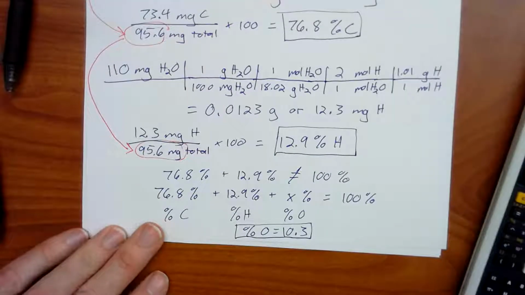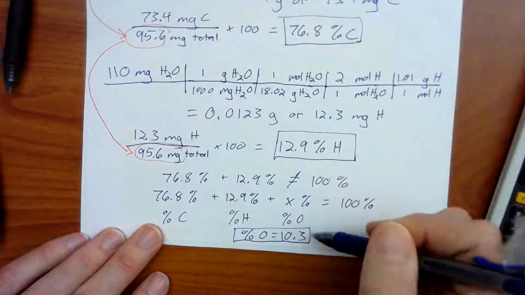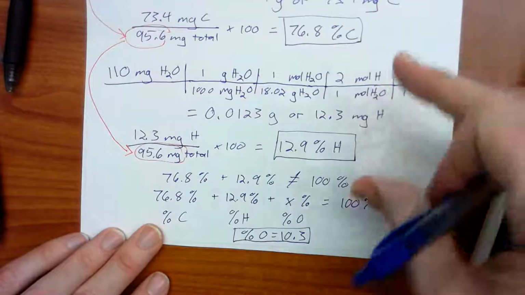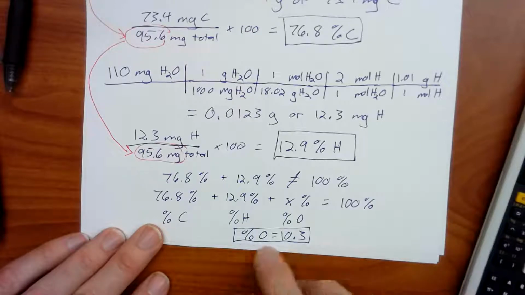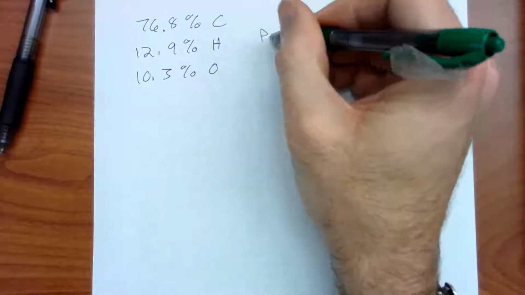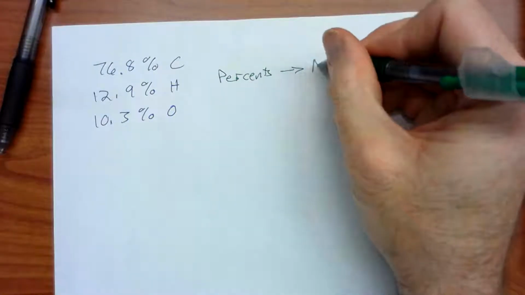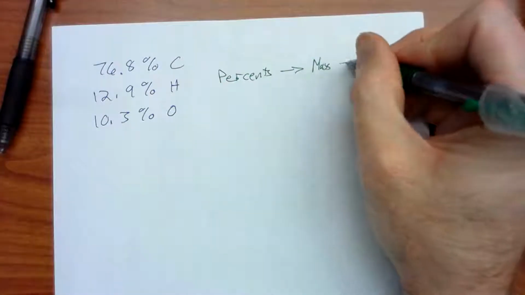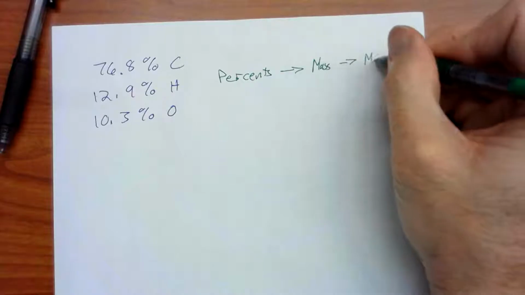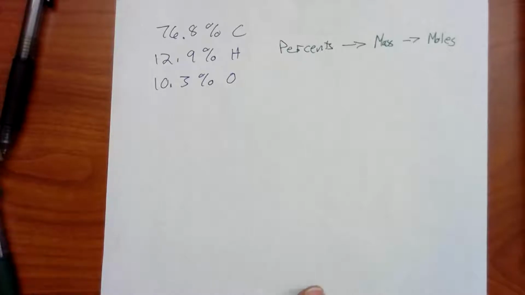Very nice. So, usually, if you have 3 different terms, all you need to do is find 2 terms, and then you can just use simple addition and subtraction to find the 3rd term. Now that we've found our percents, we will now have to find the mass. So we found our percents. Then we need to find the mass of each one. That's easy. And then we need to find the moles of each one. You'll see what I mean in a second.